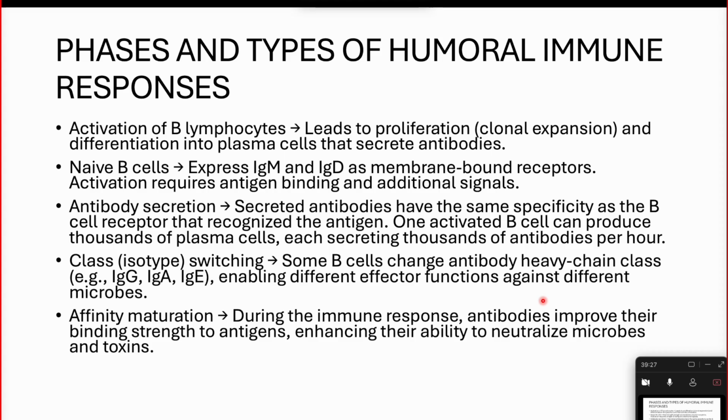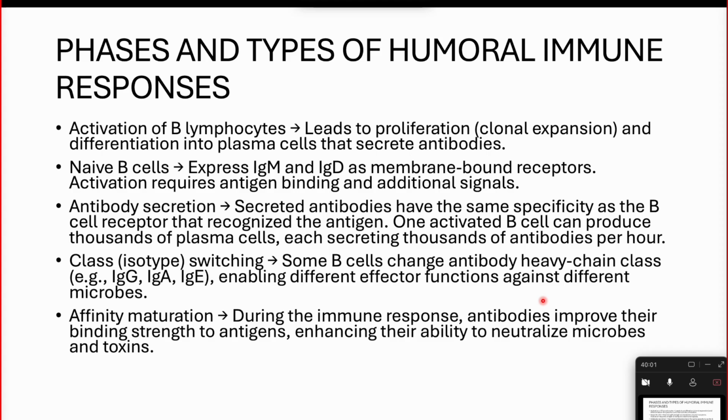Naive B cells express IgM and IgD as membrane bound receptors. Activation requires antigen binding and additional signals. Antibody secretion: secreted antibodies have the same specificity as the B cell receptor that recognized the antigen. Once activated, a B cell can produce thousands of plasma cells, each secreting thousands of antibodies per hour.